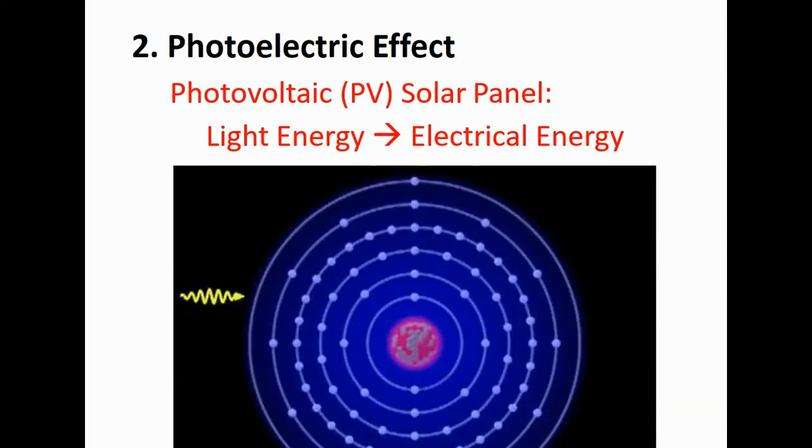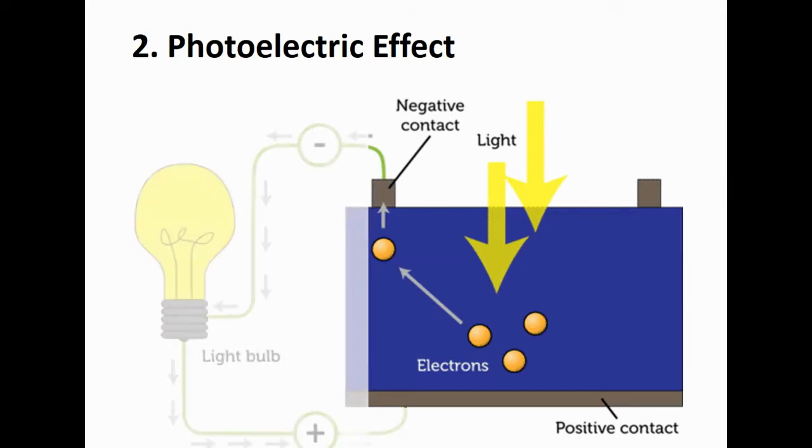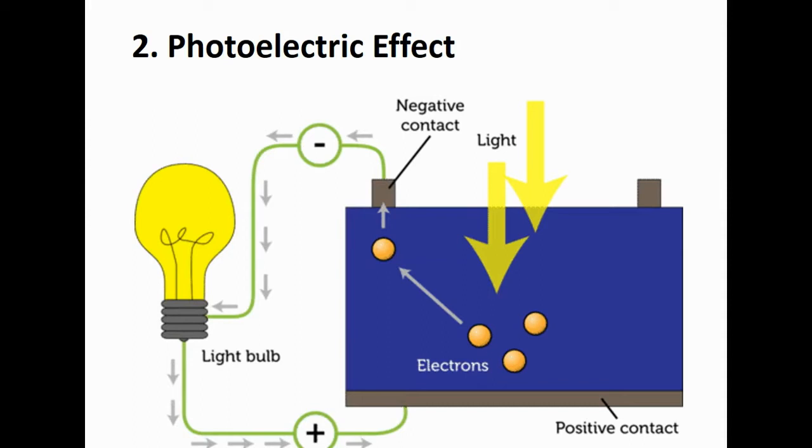If we look at the process in a little more detail, we see a light particle or a photon coming into this atom. When it hits an electron, that electron is bounced out of the atom. When the light comes in and bounces electrons out, they are directed towards one contact that becomes negative with the extra electrons. When a wire is connected, these electrons then flow through the wire towards the positive end of the metal, thus creating a current and electrical energy.